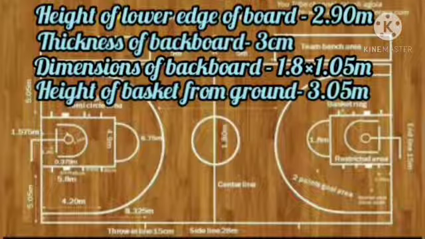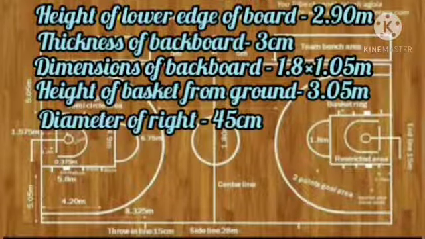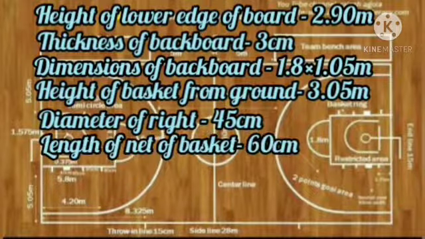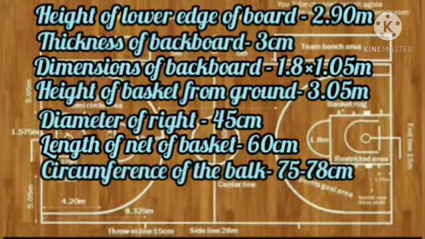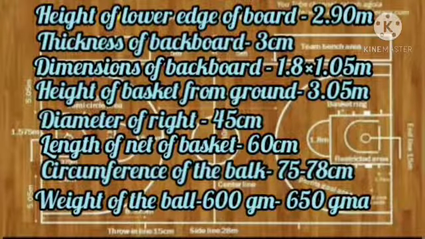Height of basket from ground 3.05 meter. Diameter of basket ring 45 centimeter. Length of net of basket 60 centimeter. Circumference of ball 75 to 78 centimeters. Weight of the ball 600 gram to 650 gram.